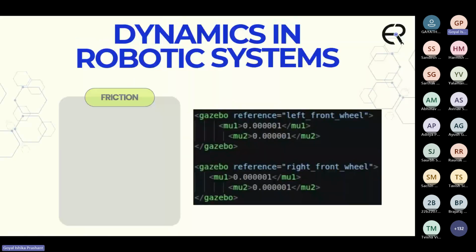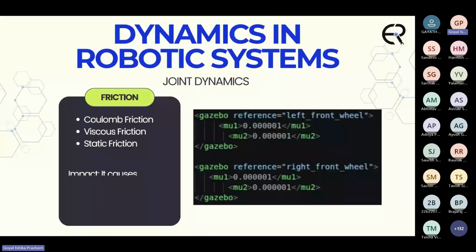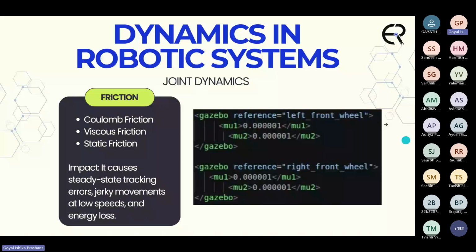So this is where we look at dynamics and robotic systems. The first kind of dynamics we should focus on is joint dynamics. In that, we first have friction. So there are three kinds of friction. Coulomb friction, where two solid surfaces slide on one another. Then we have viscous friction.